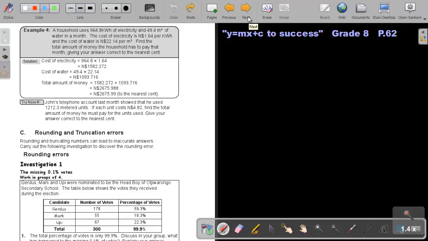Okay, let's end off with a final practical example. A household used 964.8 kilowatt hours of electricity and 49.4 cubic meters of water in a month. The cost of the electricity is 1.64 Namibian dollar per kilowatt hour and the cost of water is 22.14 Namibian dollar per cubic meter. Find the total amount of money the household has to pay that month, giving your answer correct to the nearest cent.